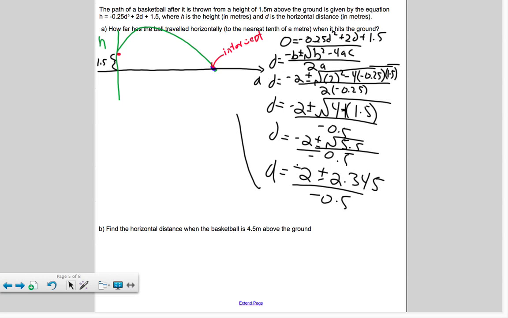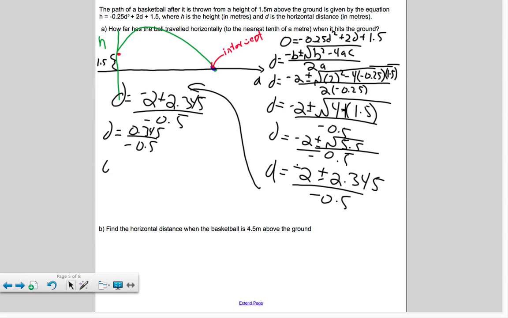I'm going to work up here. D is equal to minus 2 plus 2.345 over negative 0.5. So that's D is equal to 0.345 divided by negative 0.5. That should give me about negative 0.69.